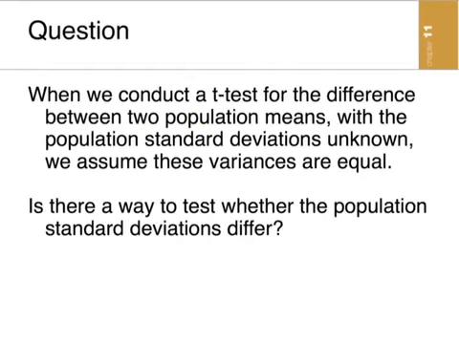So just to reiterate our question, when we conduct a t-test for the difference between two population means with the population standard deviations unknown, we assume that these variances, and remember that standard deviation is just the square root of the variance, are equal. Is there a way to test whether or not the population standard deviations or the population variances differ?